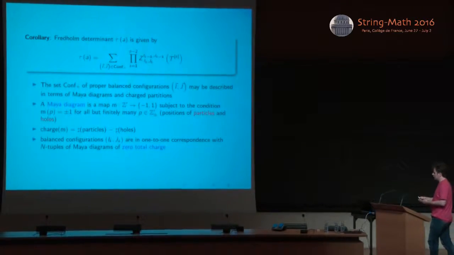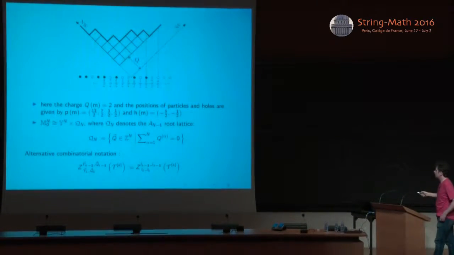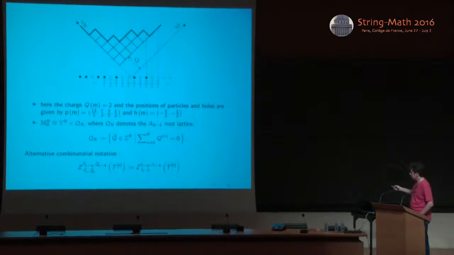Maybe it is even better to show a diagram. Here, the half integer lattice is directed in this way. The positions of particles are the positions of white circles on the left. So you have 1/2, 3/2, 7/2, and this. And the positions of holes are the positions of black circles on the right. So you have two holes with these momenta. And the charge of the Maya diagram, in this case, of course, is equal to two.